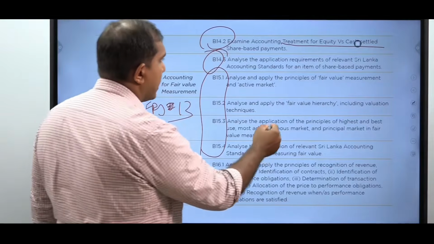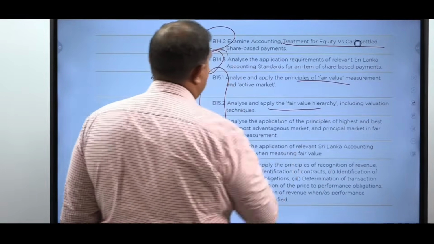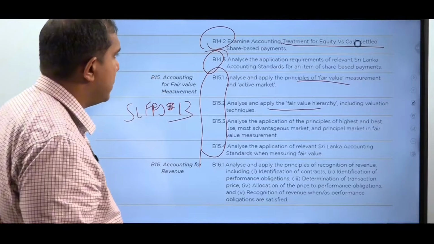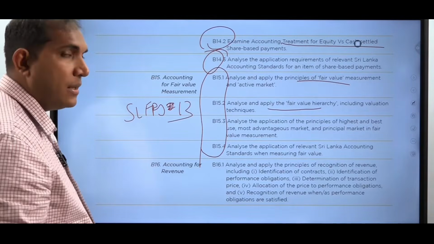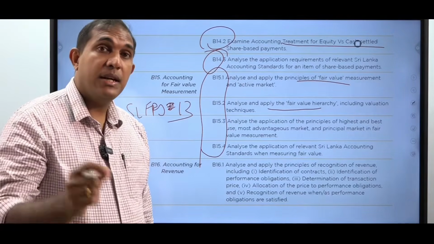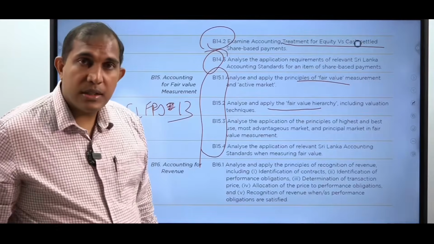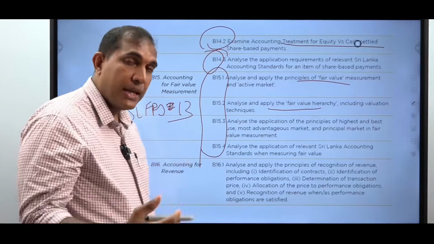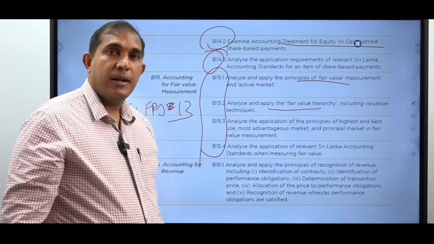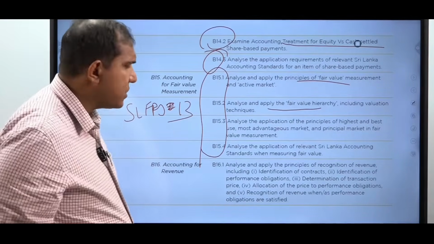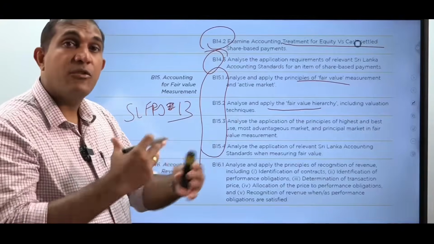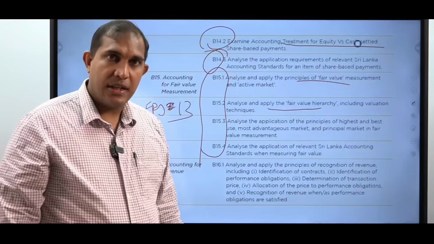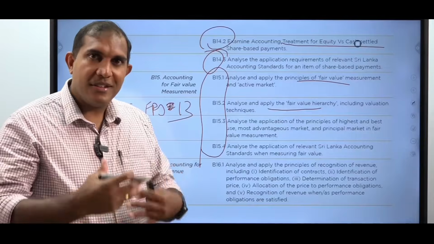Fair value hierarchy, then analyze and apply fair value measurement and active market. Principal market would be there. Most advantageous market would be there. So we need to determine them, and we need to calculate the fair value of such market. So there are very interesting discussions, right? So we'll take one by one.